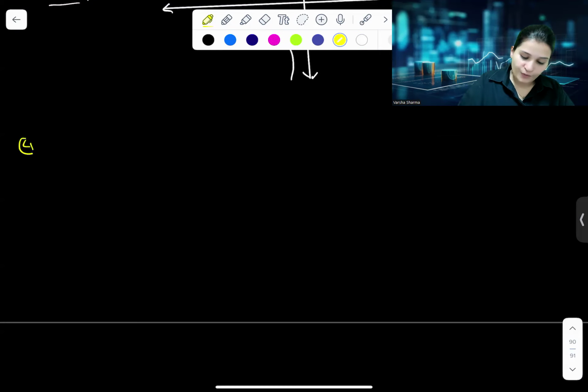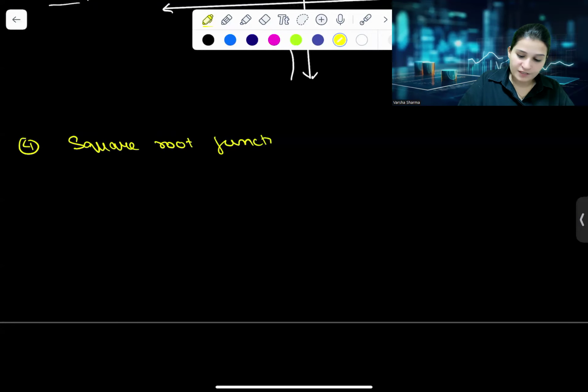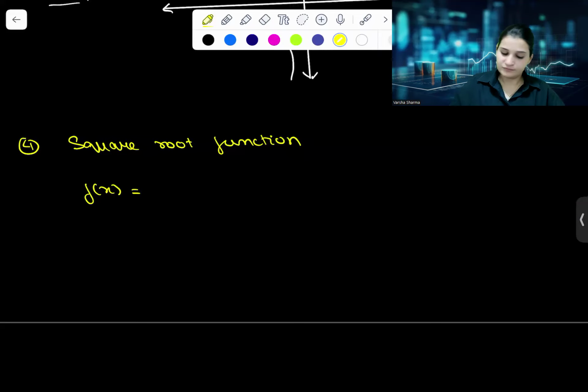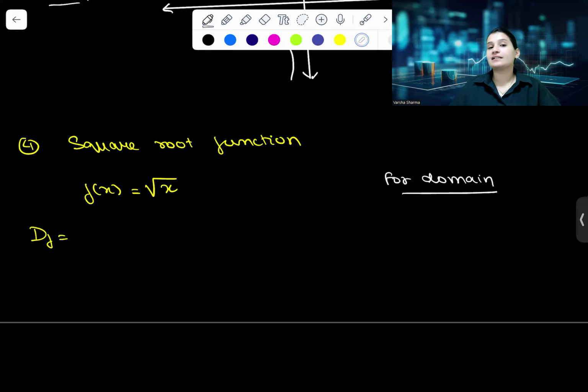Next, square root function. Again, the word gives it away. What will be the function? Root x. What would be the domain? For the domain, what will we need? The expression under the root, x, has to be greater than or equal to 0. So my domain will be 0 to infinity.